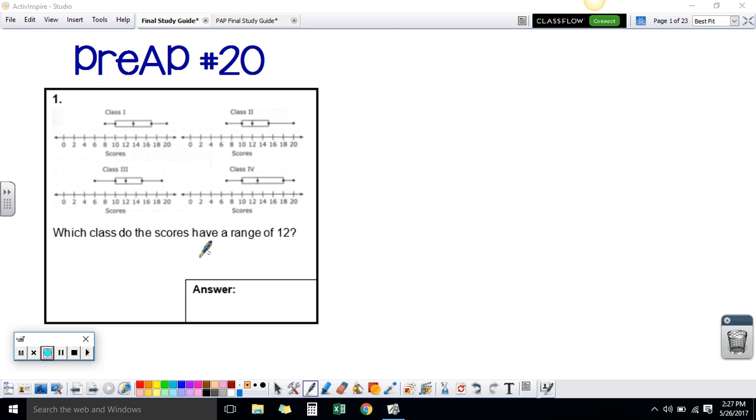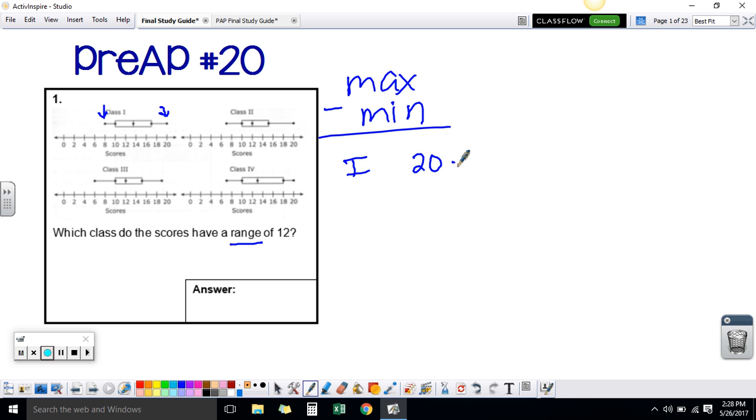Here we go. Which class do the scores have a range of 12? Remember, range is your maximum minus your minimum, okay? And on our box and whisker plots for each of these classes, our minimum is our first dot here, and our maximum is our last dot out here. So let's look at class 1. Class 1 has a maximum of 20 minus 8 gives us a range of 12.